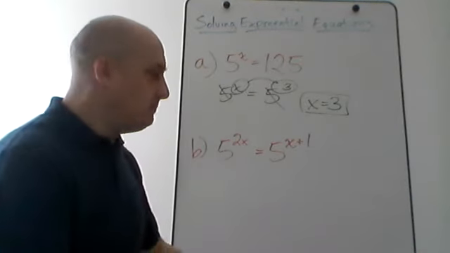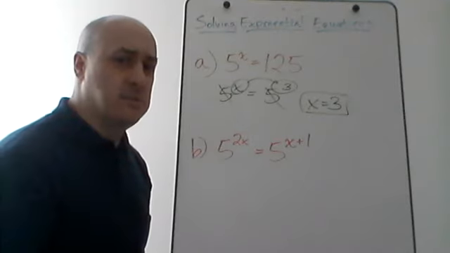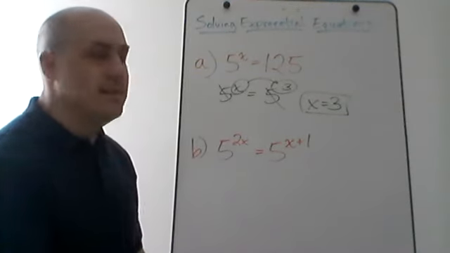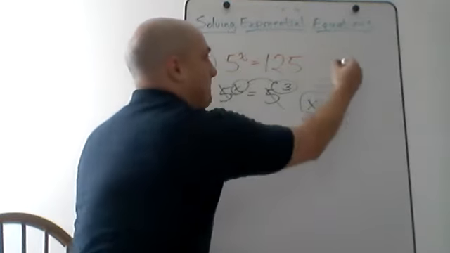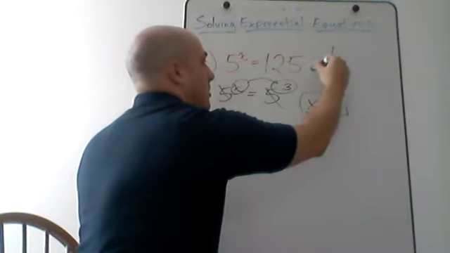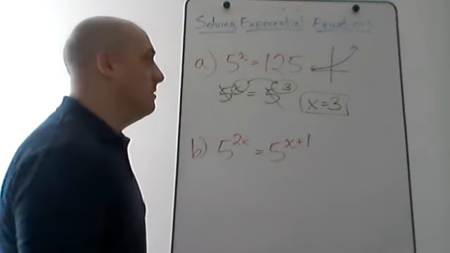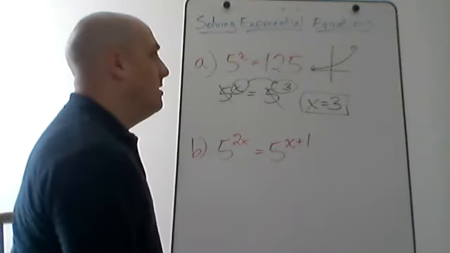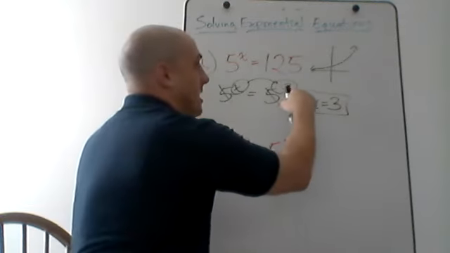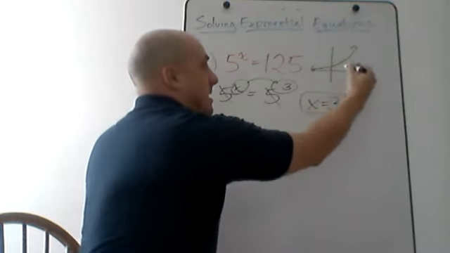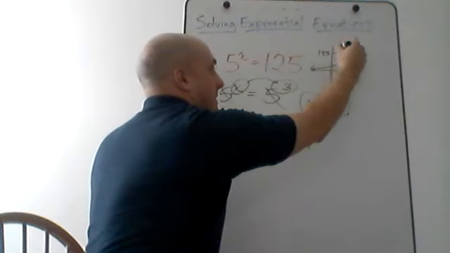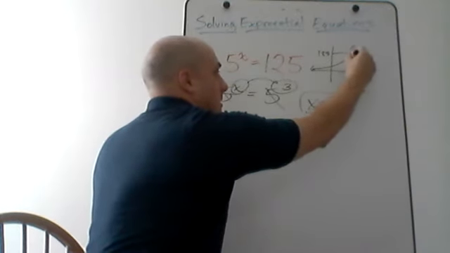All right? So if you didn't quite understand that explanation as far as a one-to-one function, it's not that big of a deal. Maybe to help your understanding, if I draw the graph of 5 to the x power, it's going to look something like that. If x equals 3, it gives me 125. So here's 125, here's x equals 3.